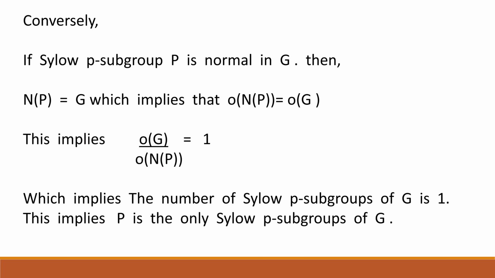Conversely, if the Sylow p-subgroup P is normal in G, then the normalizer of P is equal to G, which implies that the order of the normalizer of P is equal to the order of the group. This implies the order of the group divided by the order of the normalizer of P is equal to 1. This implies that the number of Sylow p-subgroups of G is 1. This implies that P is the only Sylow p-subgroup of G.